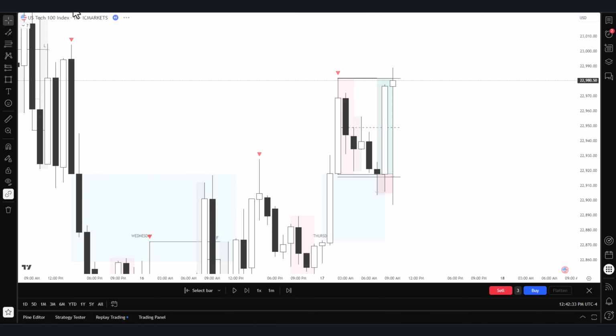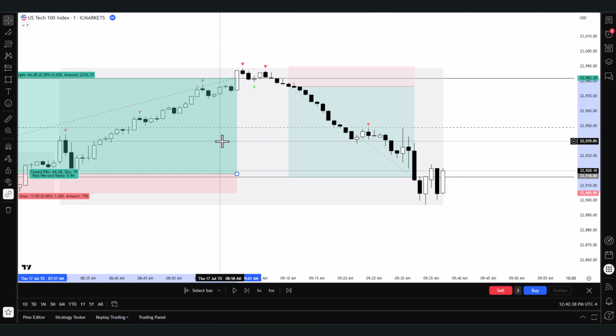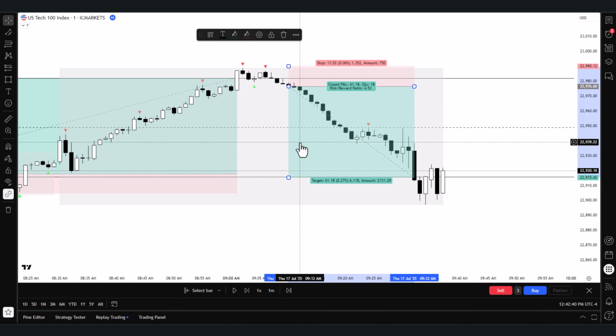So there was a 5 RR, 4.53 RR. That means 9.5 plus 2, 11 RR. Now let's go to today's price action.